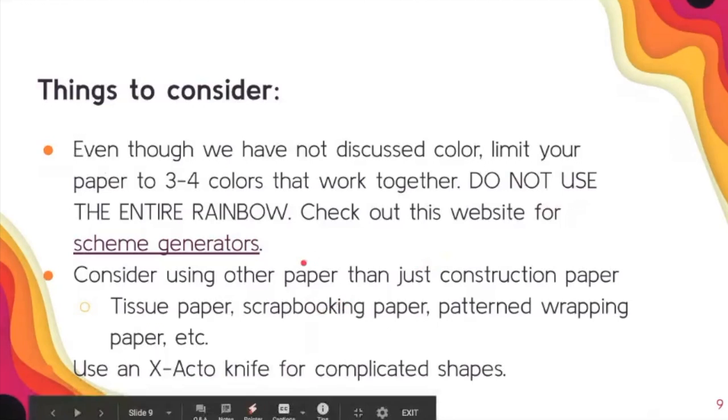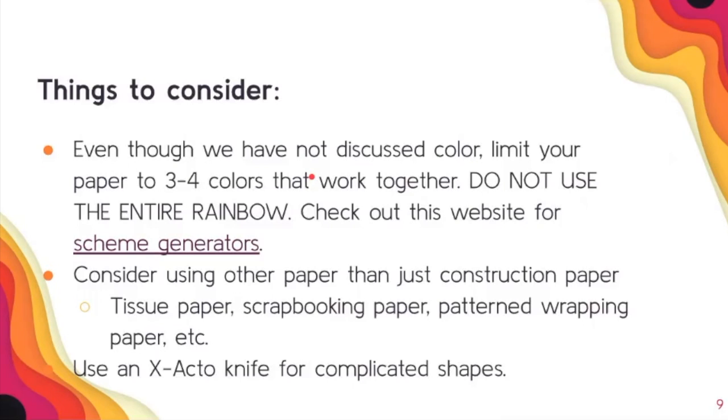Some things that I want you to consider as you're making this. Even though we haven't talked about the element of design of color, I want you to start thinking about how colors work together. I would strongly recommend, even though I'm going to give you the whole rainbow of paper, or you might have even more options at your house, do not use more than 3 to 4 colors as your color scheme. These colors should work together. So if you don't know what colors go together, you're not really sure about matching or contrast or things like that, check out this website that's on this slideshow. It'll bring you to a scheme generator option so you can figure out what sort of colors work together.